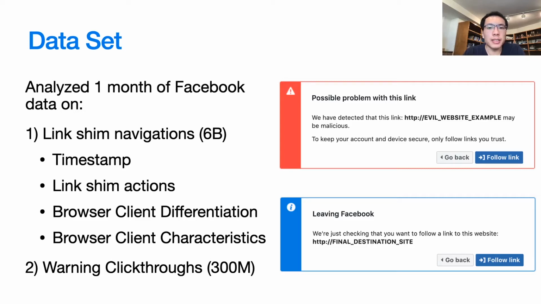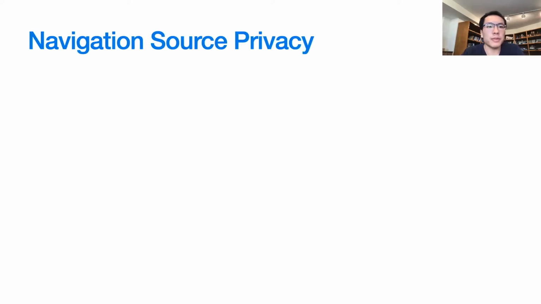The top red one is the warning for a malicious website or a malicious destination. The bottom one is actually a little specific to link shimming. It's a warning about an open redirection concern that might arise due to the design of link shimming. Now I'm going to leave the details about what exactly this concern is, and how Facebook detects it in their implementation of link shimming, but ultimately this is warning users when there might be an open redirection concern. So by analyzing this data set, we can look at how link shimming operates in practice on a major online service. So let's first look at navigation source privacy.